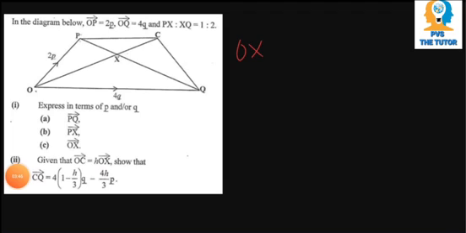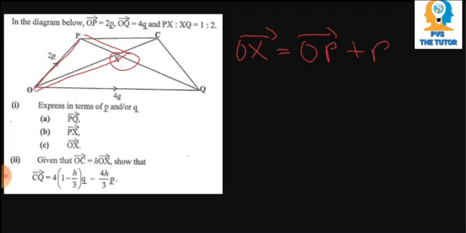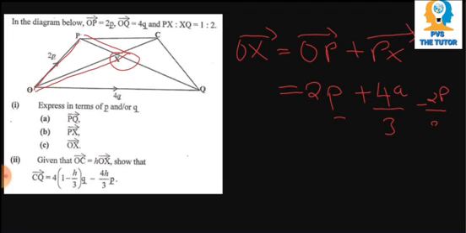Now we can find OX. So OX, how do we move? We need to reach X from O. So how do we move? We can move from O to P, then P to X. So we are saying OP plus PX. So OP is 2P bar plus PX. We just found it. We know what PX is. PX is 4Q over 3 minus 2P over 3.